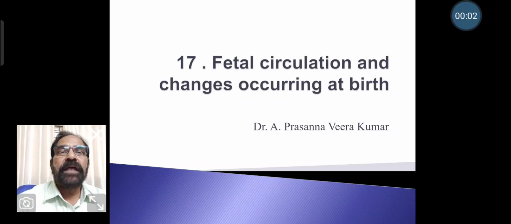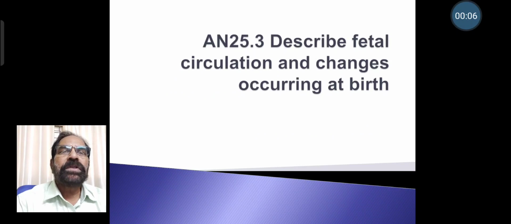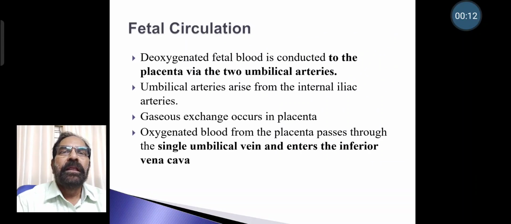Fetal circulation and changes occurring at birth. So the competency is fetal circulation and changes occurring at birth. Fetal circulation.